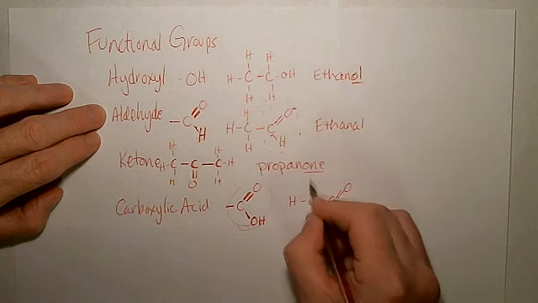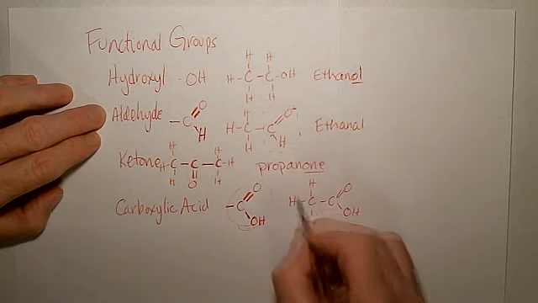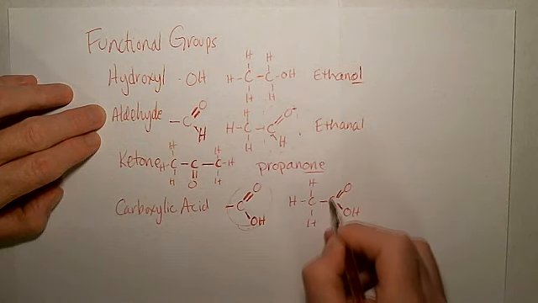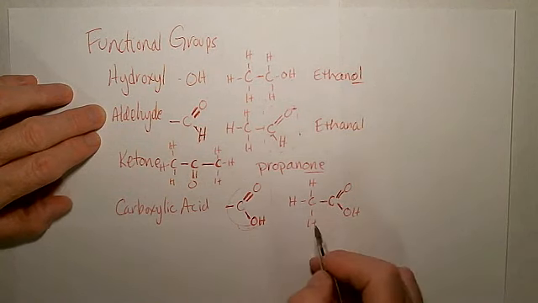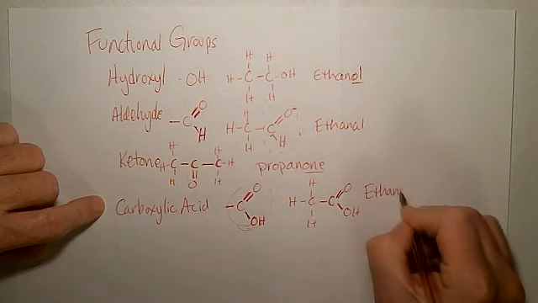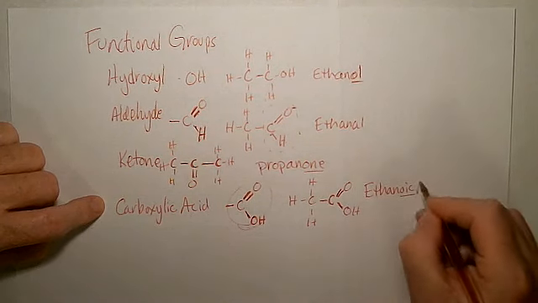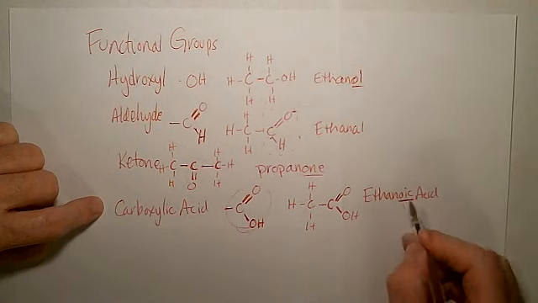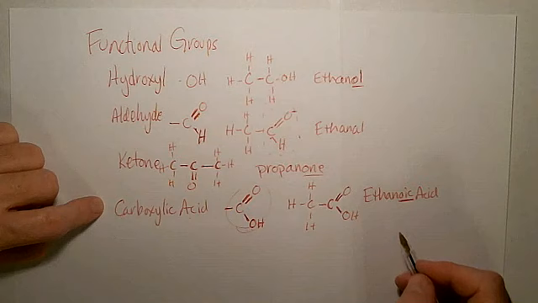So there's our 4 bonds for that carbon. Here's our 1, 2, 3, 4 bonds for this carbon. And this particular molecule would be ethanoic acid. And we put "oic acid" on the end of that molecule.